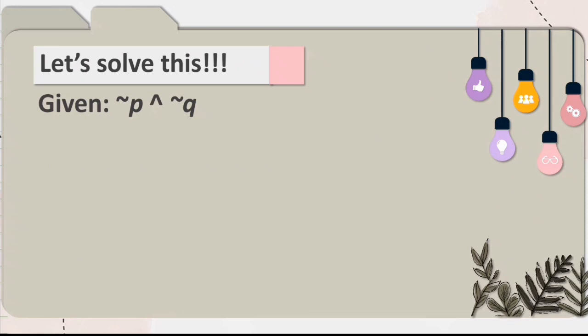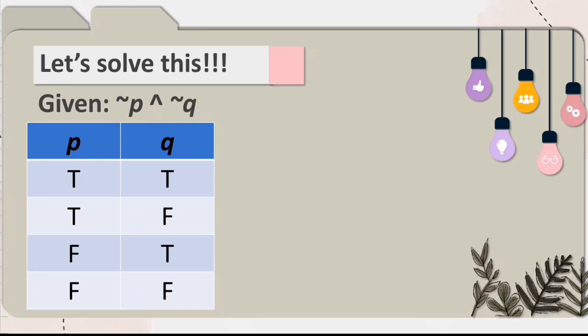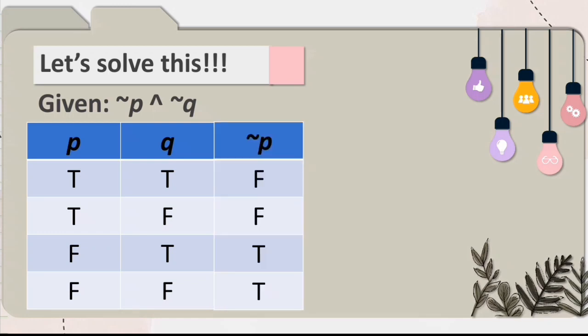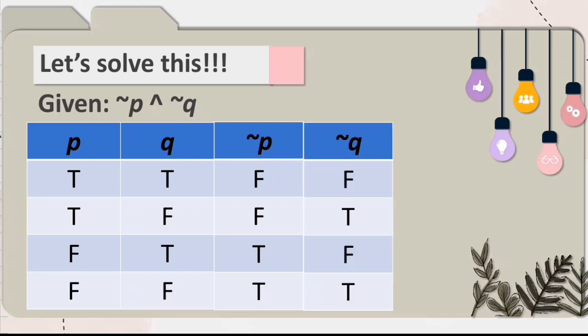So let's solve the given problem. The given is the negation of P and the negation of Q. To solve this, we have the given statements P and Q. The P never changes: true, true, false, and false. And for the Q: true, false, true, and false. Your next column to solve is the negation of P, which is the inverse of P. So if the original P is true, true, false, and false, the negation is false, false, true, and true. The next column to solve is the negation of Q, which follows the same process as the negation of P.